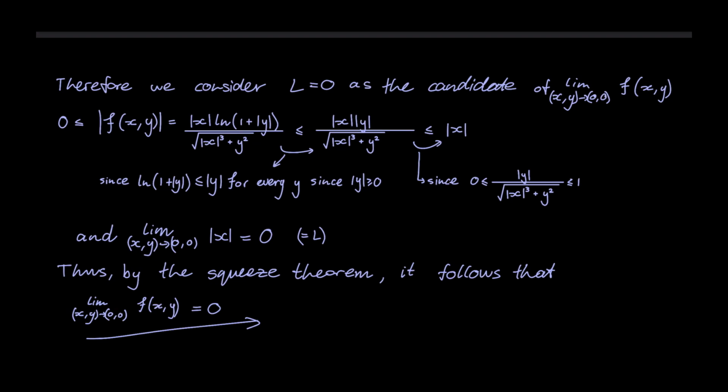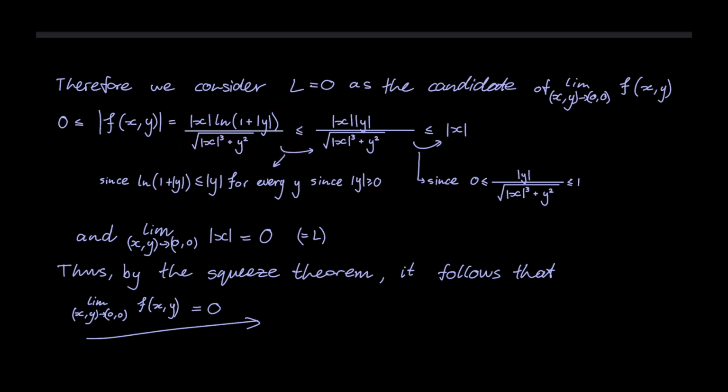Okay, so if we take the absolute value of our f of x and y, then that function is going to be greater than or equal to 0. It's not strictly greater than or equal to 0, it's greater than or equal to 0, sorry. Okay, so the absolute value of f of x and y is going to be this function over here.